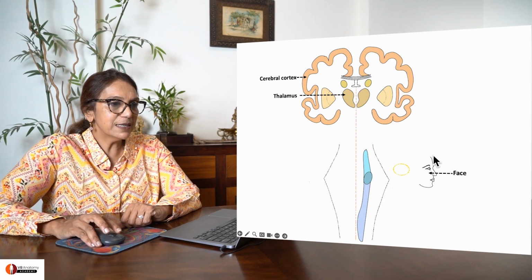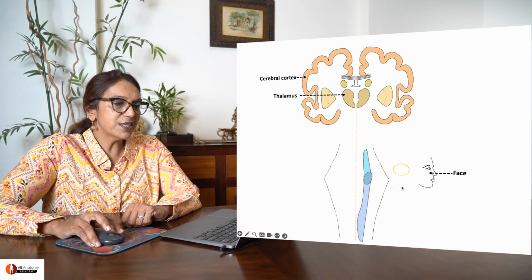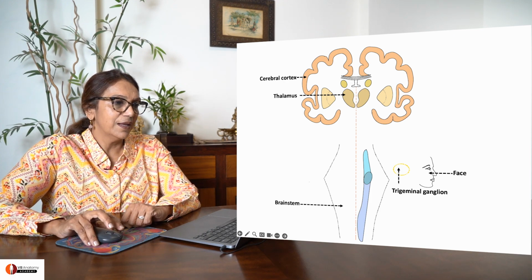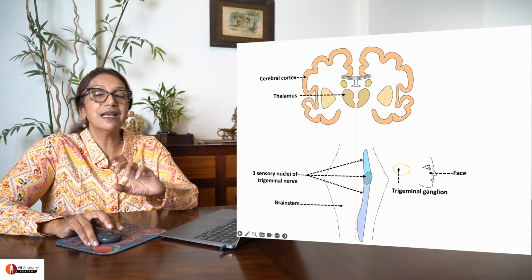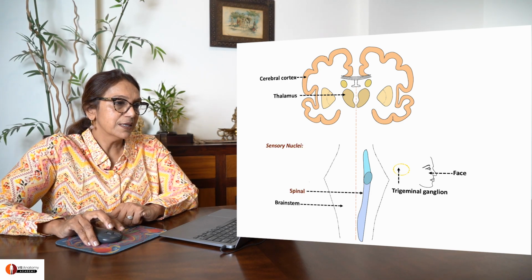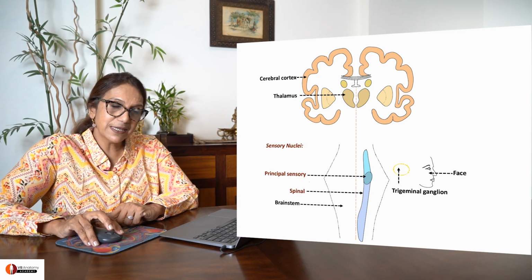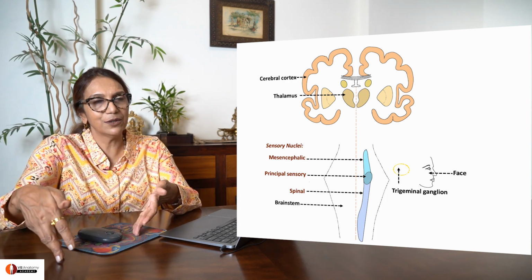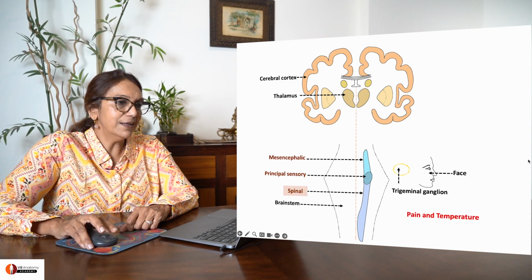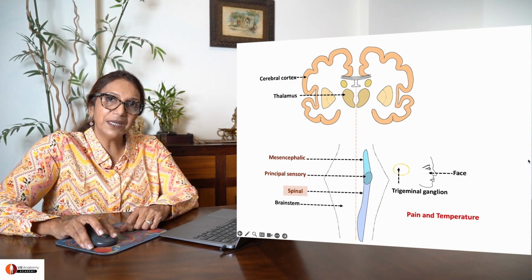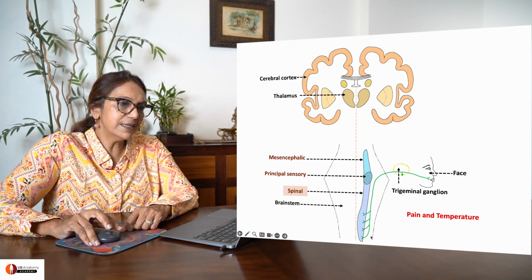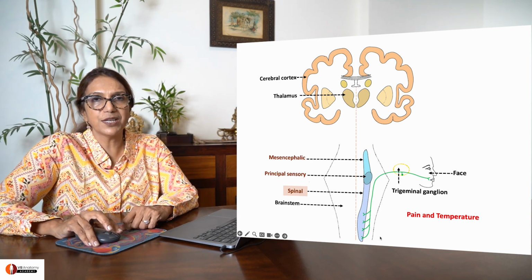Right. So here is the person's face. Here is the trigeminal ganglion. Here is the brainstem. And these are the three sensory nuclei of trigeminal nerve. What are these nuclei? Spinal nucleus, principal sensory nucleus, and the mesencephalic nucleus, which is what we are discussing now. So what happens is that pain and temperature is picked up from the face, and the first order neuron carries it into the spinal nucleus of trigeminal nerve.